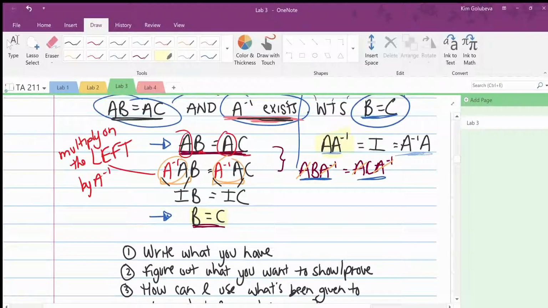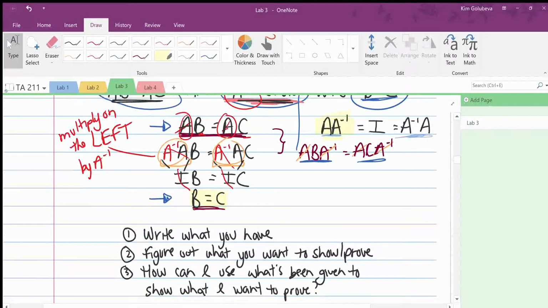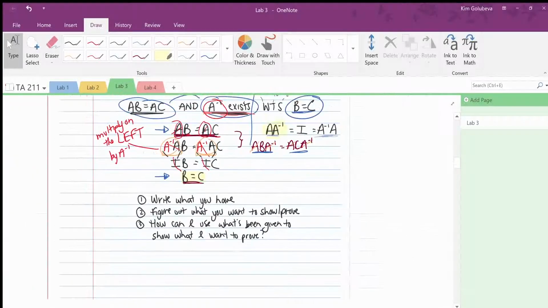Okay, in our case, what we did is we said, well, I'm given A inverse, and I do need to get rid of these A's somehow. So if I multiply A inverse by A, it gives me the identity, which is essentially 1. And so I can just get rid of the A and A inverse together, and that gives me B equals C, which is exactly what I wanted. Okay?